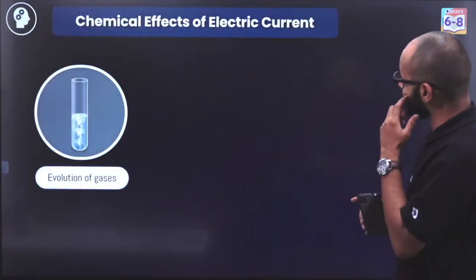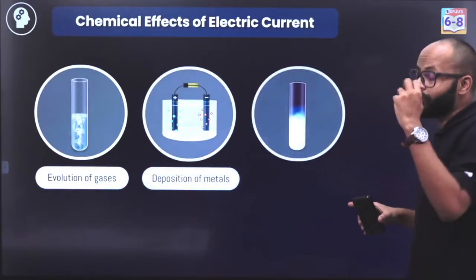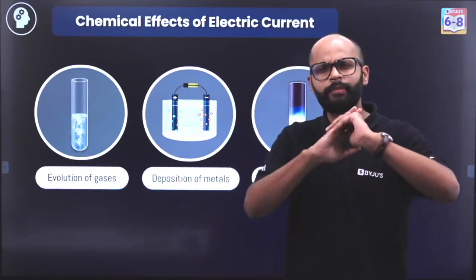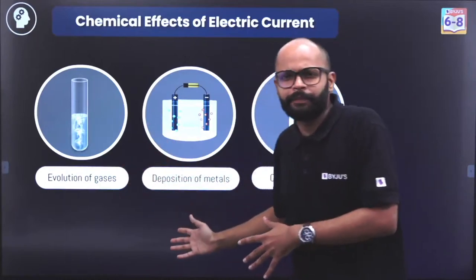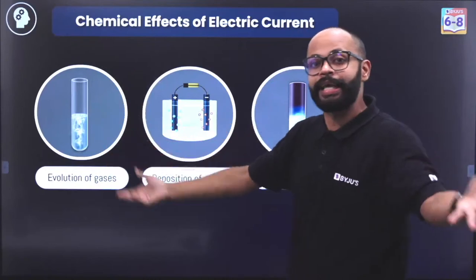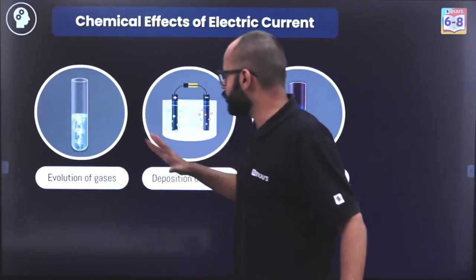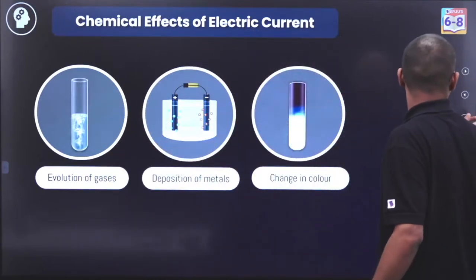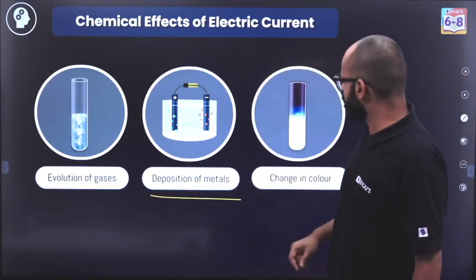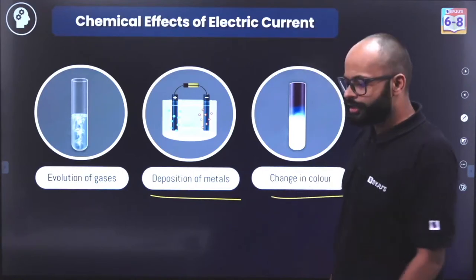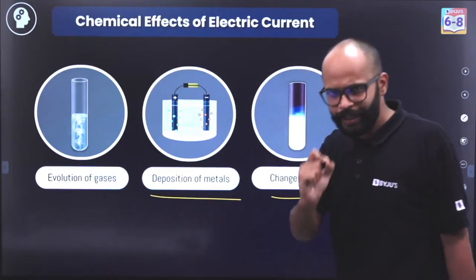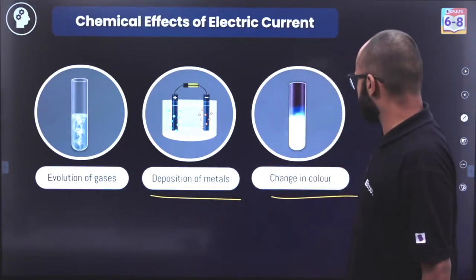So what do we see? Chemical effects of electric current. So we have seen three conditions. See, these three conditions are important. In one shot session, we learned that if any of these things happen, iska matlab kya ho jayega? It would mean that there is some chemical effect already happened. If you see evolution of gases, if you see deposition of metals, if you see change in color, it means chemical effect of electric current has taken place. Fine. All right.